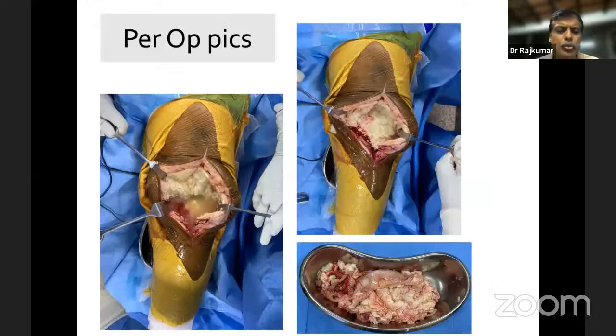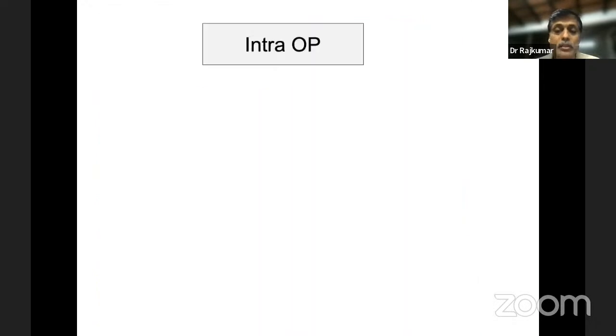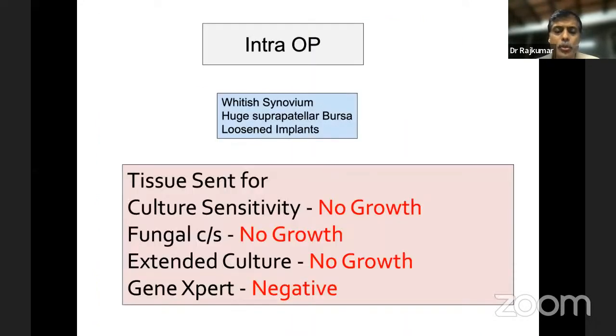This was the picture: huge synovium inside, a lot of hypertrophy, fluid. Once everything was debrided, it took a lot of time. The thigh was huge, and the whole knee was very huge. So I had to spend a lot of time debriding the soft tissue more than the bone and the implant. After this, intraoperatively, all these tissues were sent. Everything came back negative, no growth: multiple cultures, extended cultures, fungus, tuberculosis, GeneXpert, everything negative.